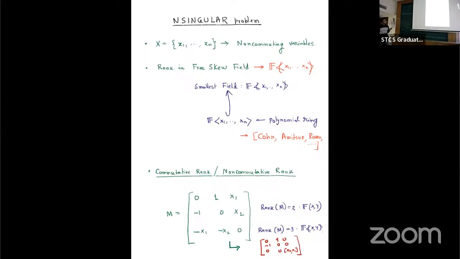A good exposition is given in this classic book of Cohn and also the book by Noel. For this talk, it is not extremely important to know what that field is, but it's enough to know that such a field of fraction exists, and you can talk about rank and singularity for this problem. So I just mark that this lives in that non-commutative field of fraction.